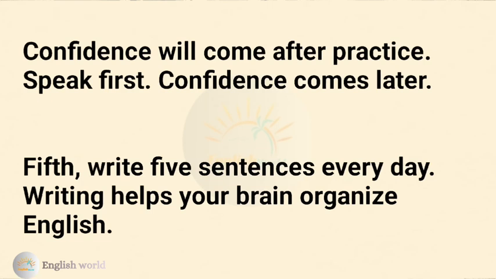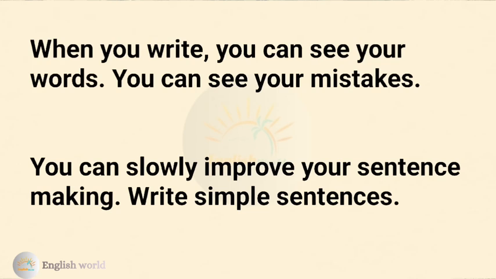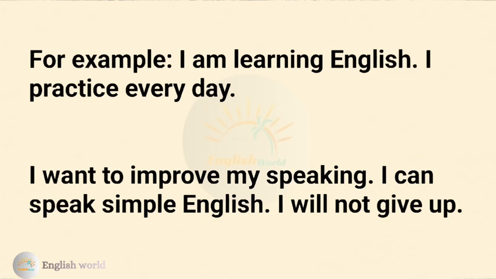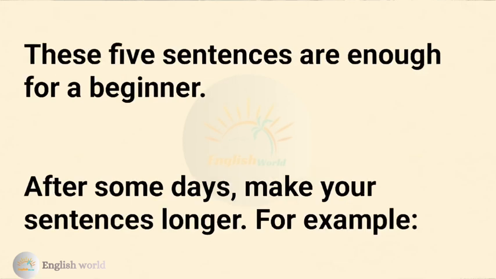Fifth, write 5 sentences every day. Writing helps your brain organize English. When you write, you can see your words. You can see your mistakes. You can slowly improve your sentence making. Write simple sentences. For example, I am learning English. I practice every day. I want to improve my speaking. I can speak simple English. I will not give up. These 5 sentences are enough for a beginner.